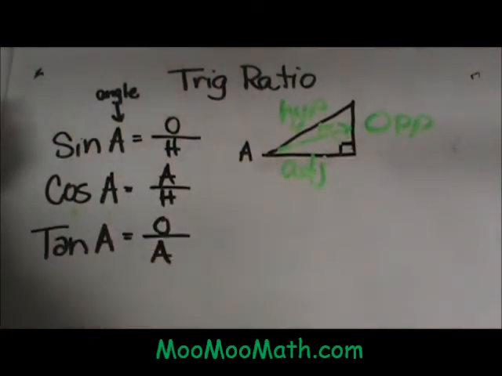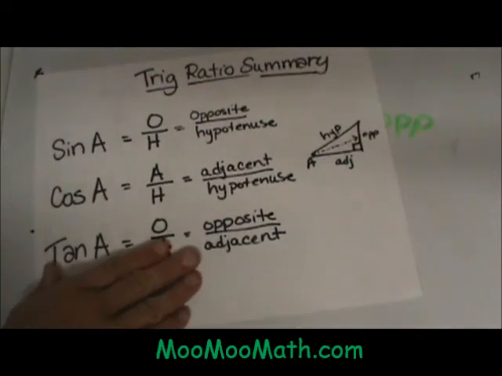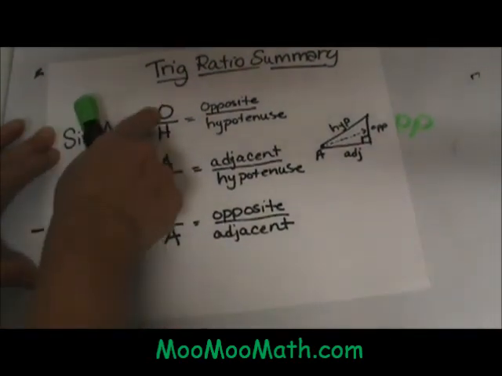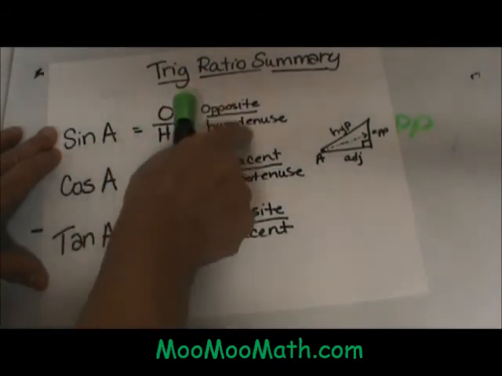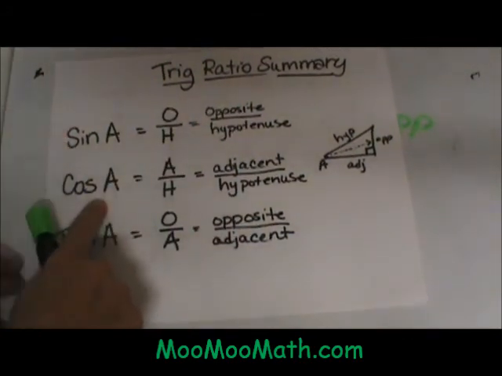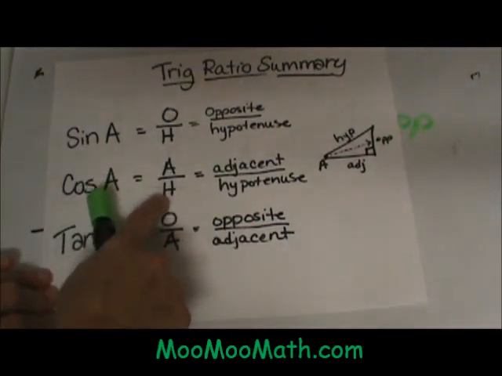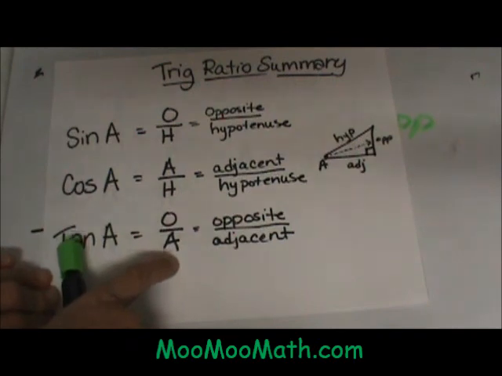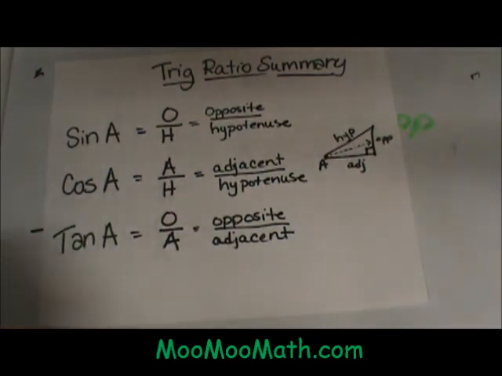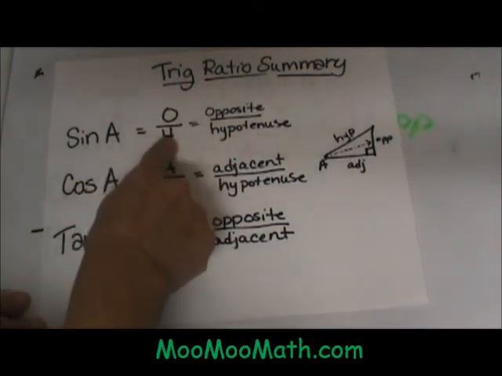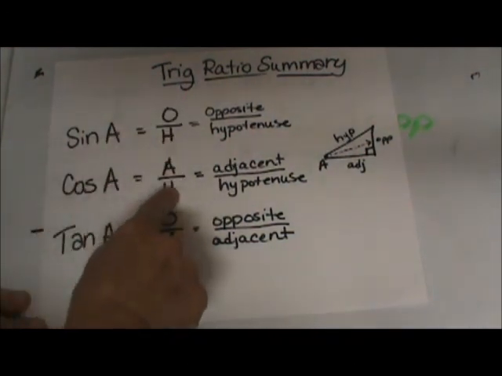We have a little cheat sheet here. So we have the sine is the opposite over the hypotenuse. The cosine is the adjacent over the hypotenuse. And the tangent is the opposite over the adjacent. And we can write this out as SOH CAH TOA. SOH, CAH, TOA, or SOH CAH TOA.